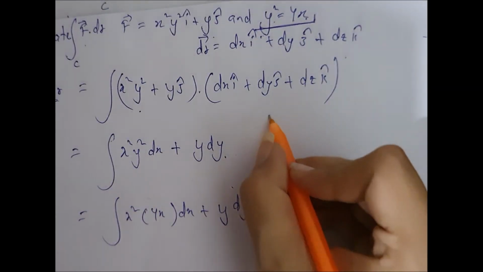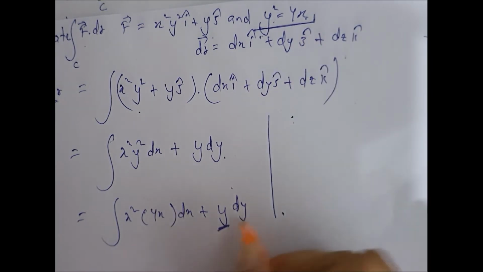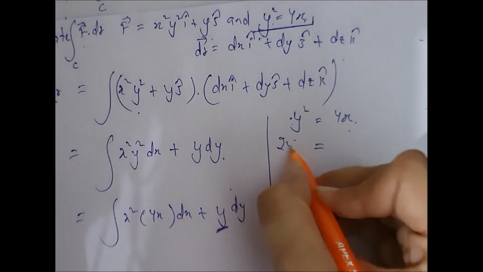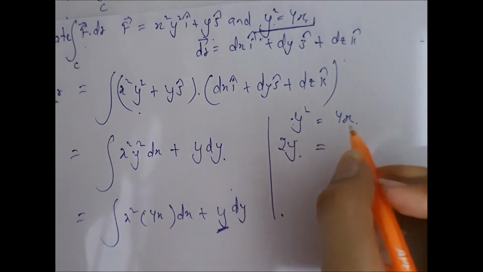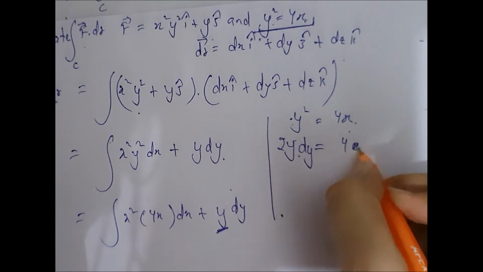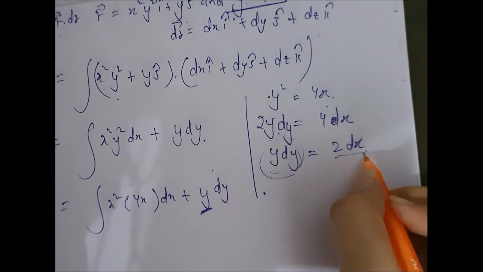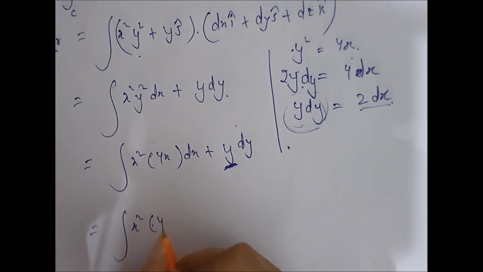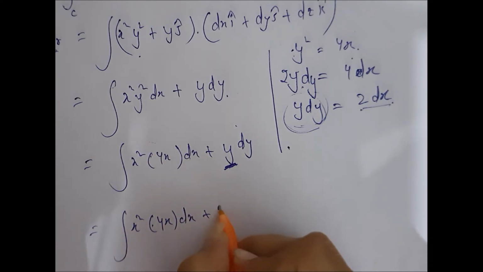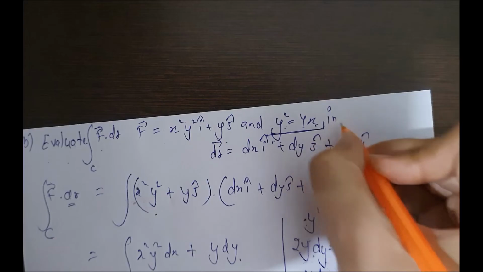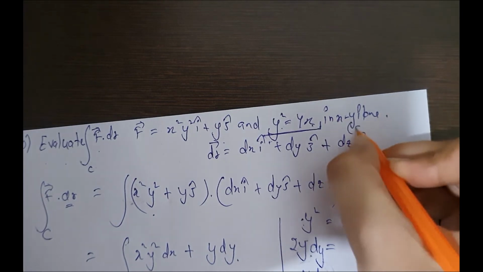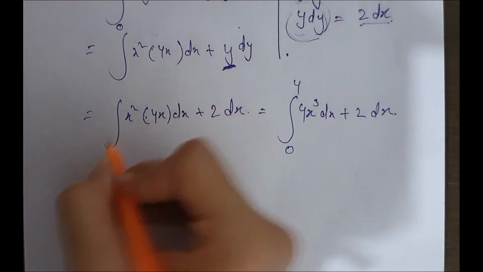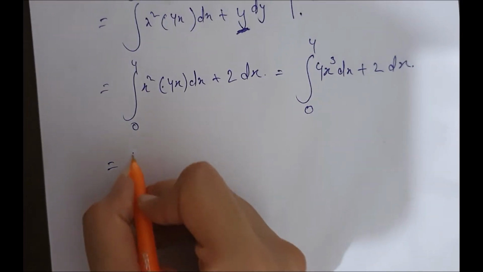Put it. And another thing, here this y we have to also replace, so for that we will do x square is equal to 4x. Now differentiate it so that we get the value of dx and dy also. y dy comes out to be 2 dx. Replace it with 2 dx. In the x plane, here we are given the limit from 0 to 4. So it's from 0 to 4. Now integrate it.